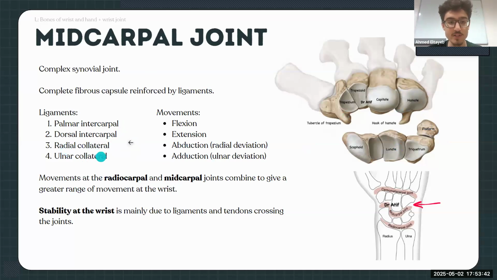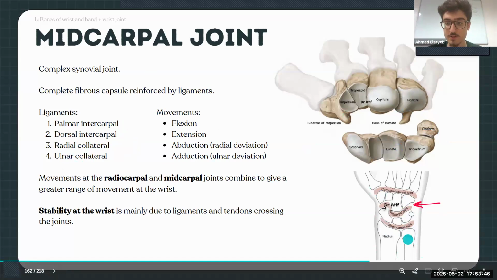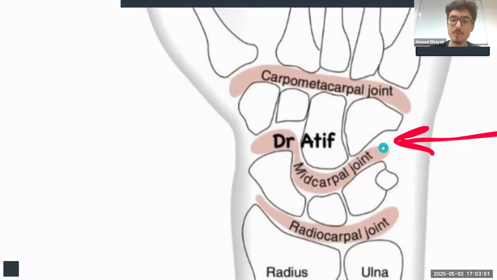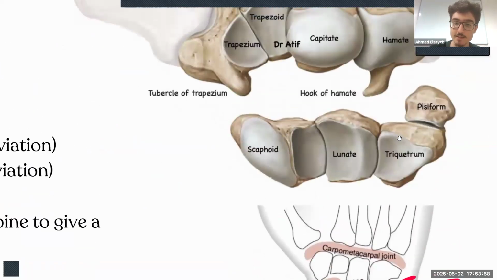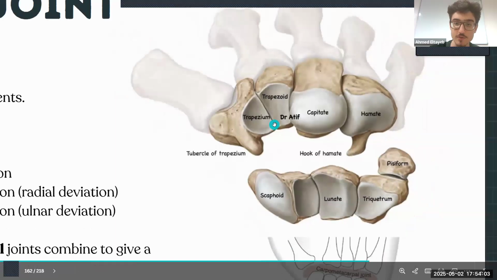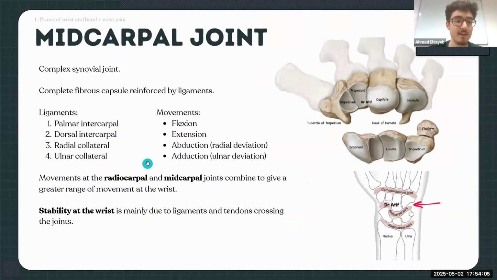We saw the radial collateral and ulnar collateral that are part of the radiocarpal joint. They extend to the midcarpal joint. You see over here how it's between the carpals. So it will be between the proximal row and the distal row. This is the distal row. Over here you can see the articulating faces and so forth. Of course, it's a Dr. Atif image. Now, the movements that are allowed, you have flexion and extension, abduction and adduction, and they're all to varying degrees. But most importantly, it's stability at the wrist.